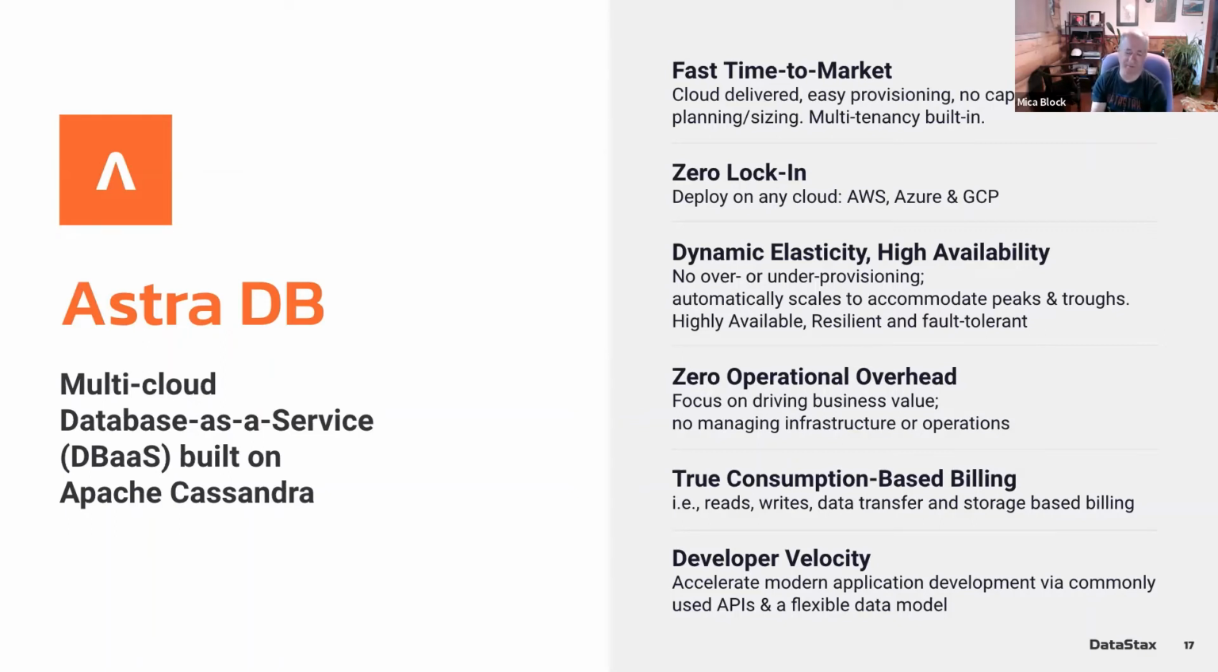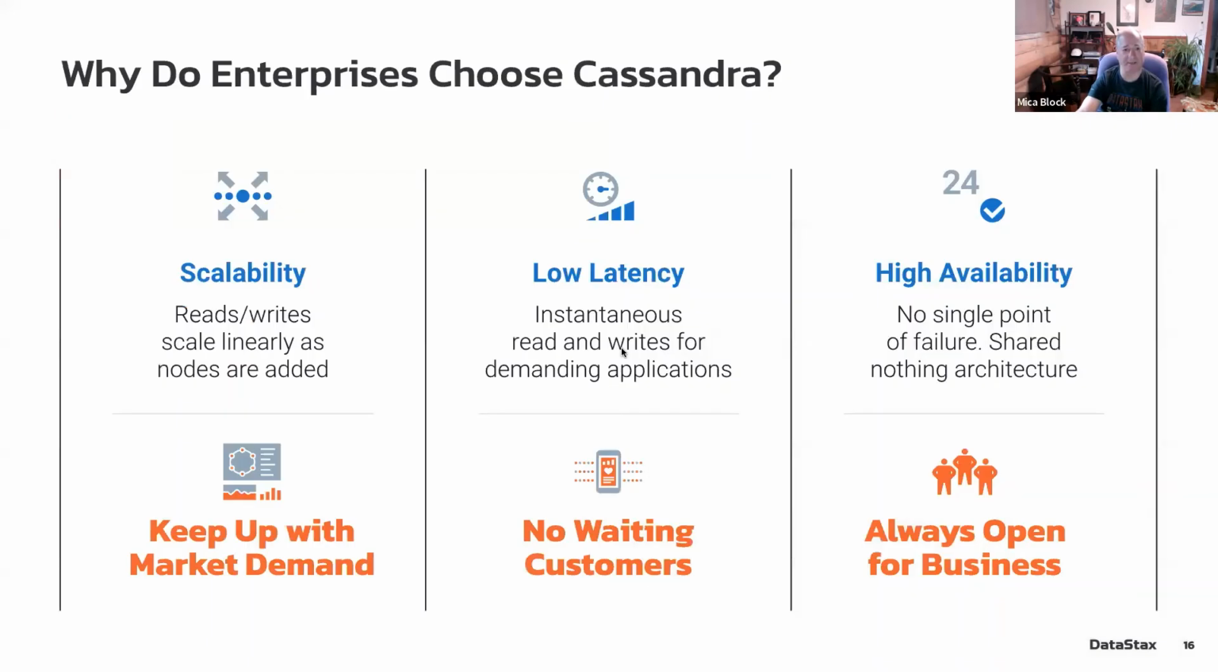And then there's developer velocity. One of the things we built in Astra on top of the open source Cassandra project is an API gateway that enables very common API access to a NoSQL database.